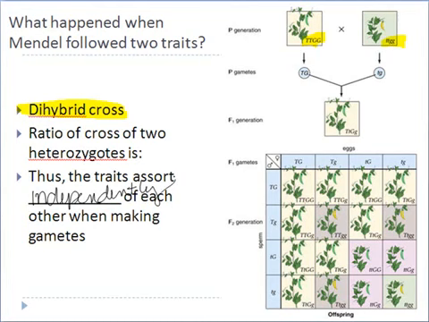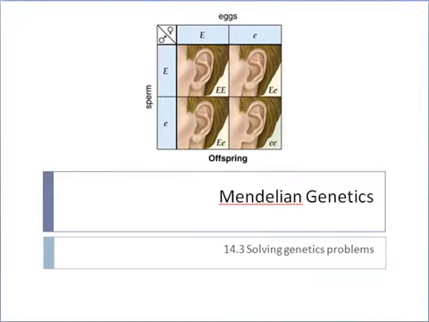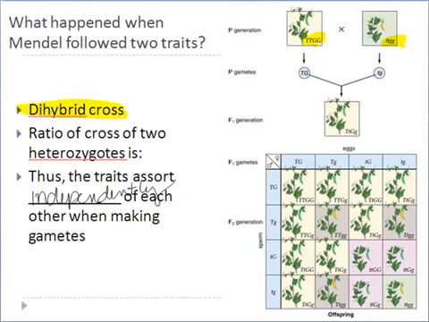Now, I want to take you through step by step. Let's do it on this one real quick, and I'll show you how we did this. So we had a true breeding tall green plant here. That means that its genotype was big T, big T, big G, big G. This one was a true breeding short yellow plant, little t, little t, little g, little g.